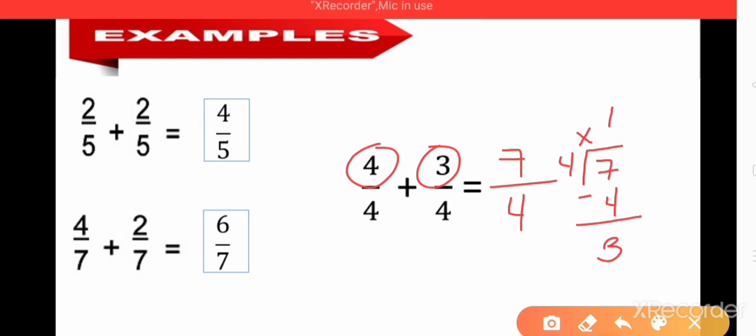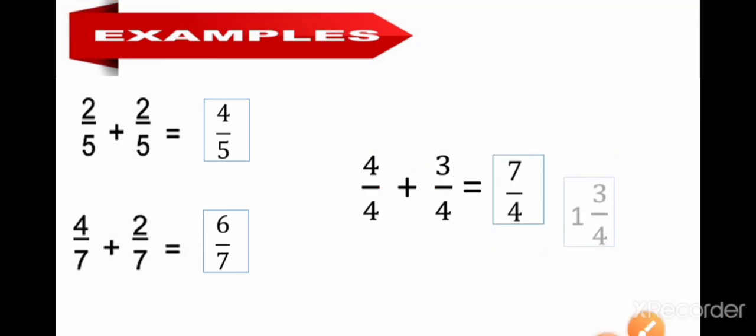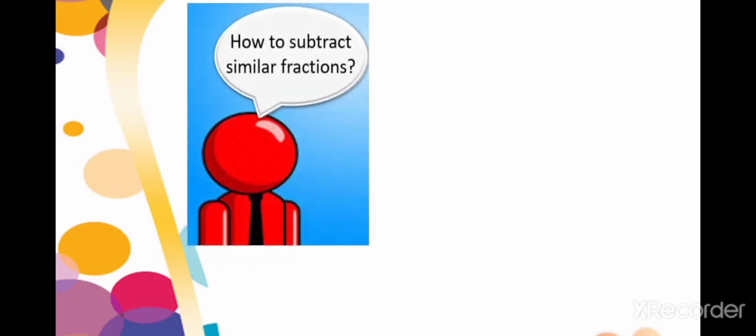So, yung answer natin sa taas, siya yung magiging whole number. And yung natira na nasa baba, siya yung magiging numerator. Then, yung denominator natin, yun yung denominator dito sa improper fraction. So, just copy. So, ngayon, si 7 over 4, ang simplified answer or yung simplest form niya is 1 and 3 over 4. Ayan.